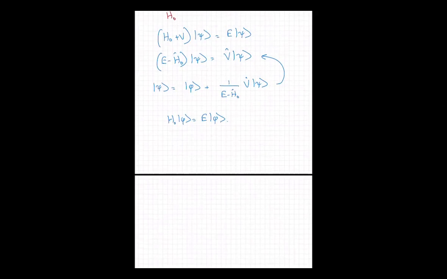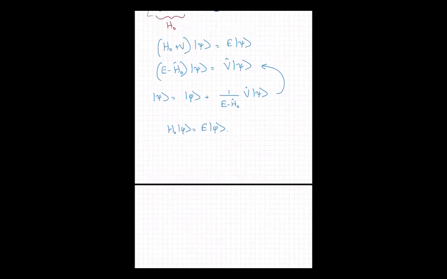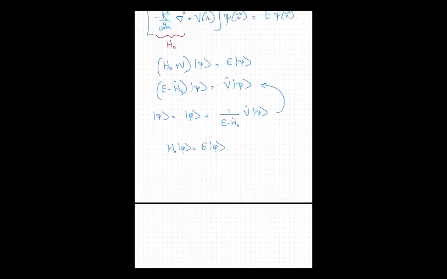Now, if you're doubtful that this is a solution, the way you understand this is by acting on the left-hand side with the operator in question. The operator in question is, of course, E minus H0. So E minus H0 acting on psi should give us V times psi.